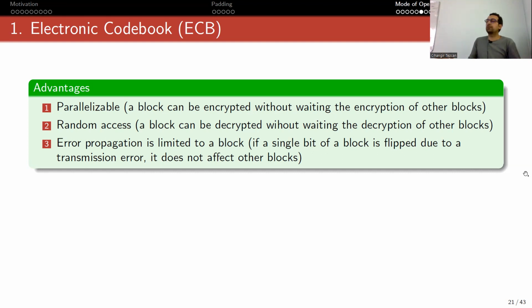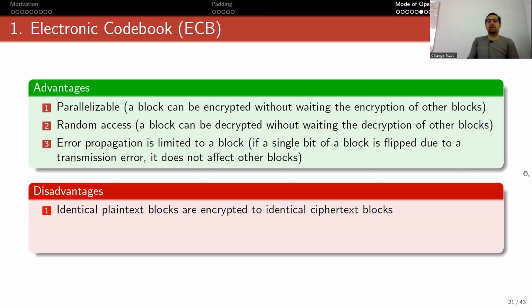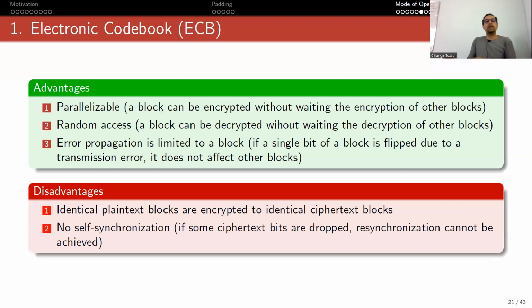So it has fantastic advantages, but we said that we cannot use it because identical plaintext blocks are encrypted to identical ciphertext blocks, which breaks the security completely. Also, no self-synchronization. If some ciphertext bits are dropped, synchronization cannot be achieved, right? Because there's no way to understand which bits are dropped.